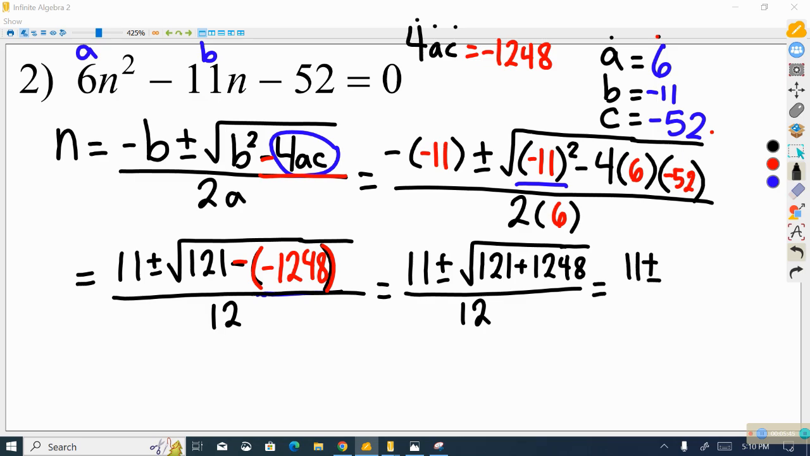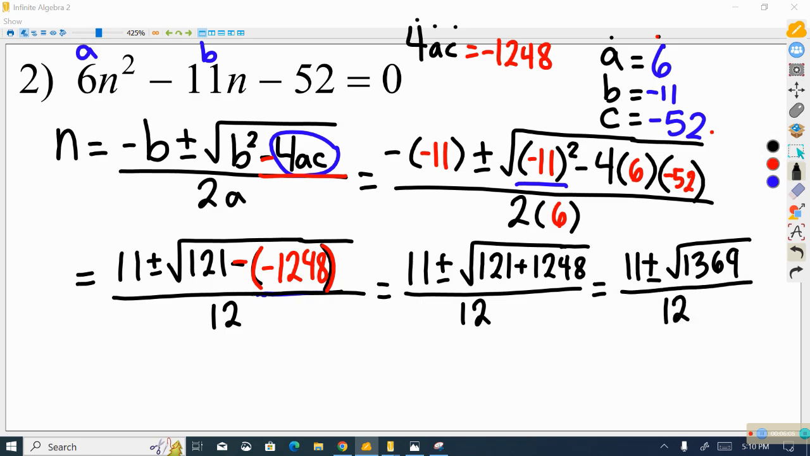So now we have 11 plus or minus, and we have to add 1248 to 121. And that will give us the square root. Remember, that square root didn't go away yet. We have 1369. Okay, and then we're dividing all of that by 12.